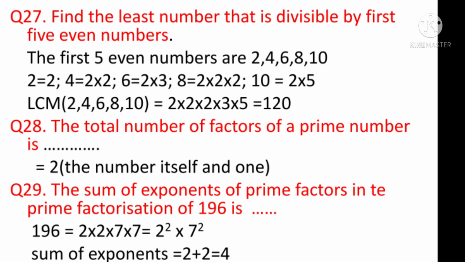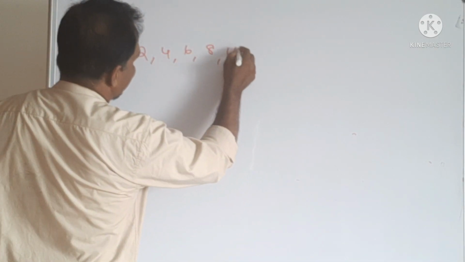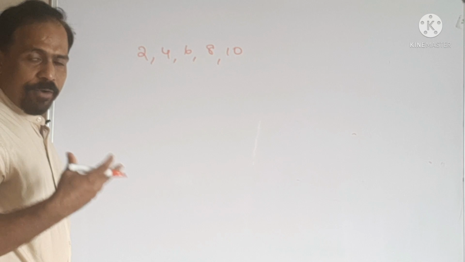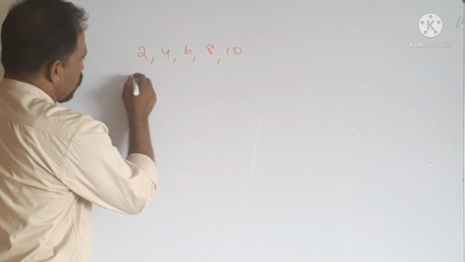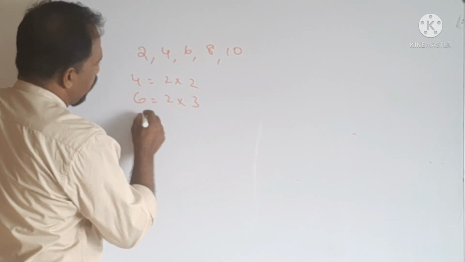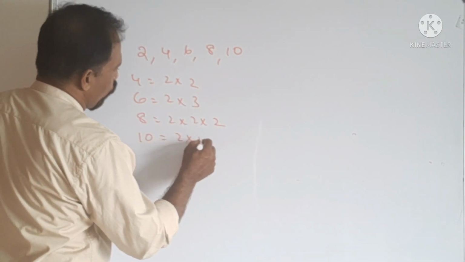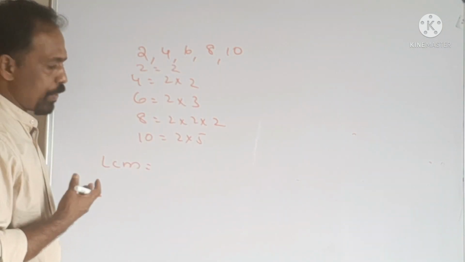Now let us do question number 27. Find the least number that is divisible by the first 5 even numbers. We know the first 5 even numbers are 2, 4, 6, 8 and 10. So we have to find out the prime factorization, that is 4 is equal to 2 into 2, 6 is equal to 2 into 3, 8 is equal to 2 into 2 into 2 and 10 is equal to 2 into 5.